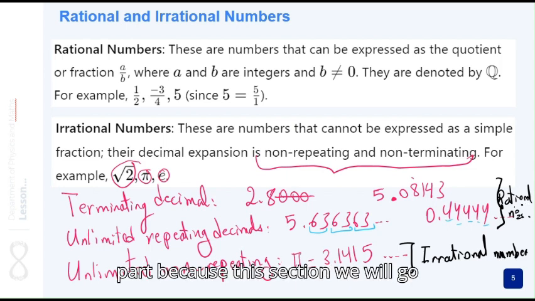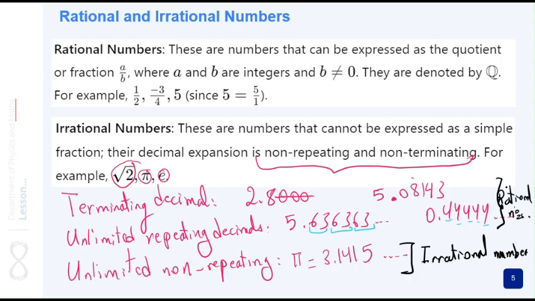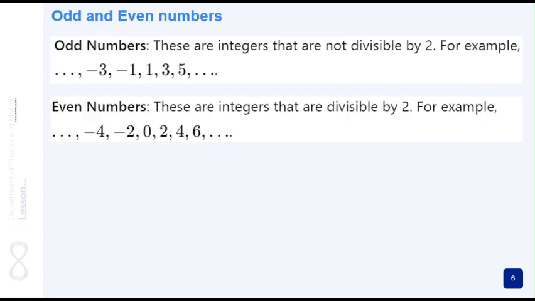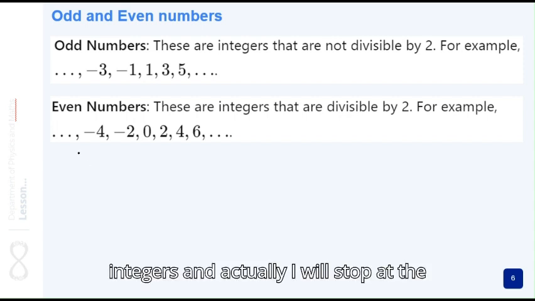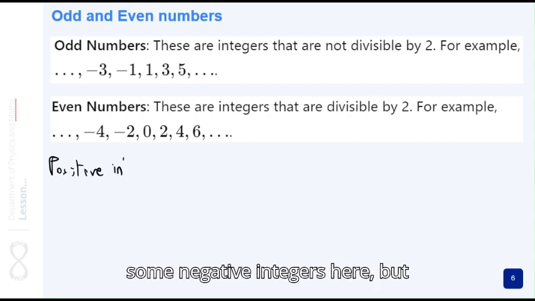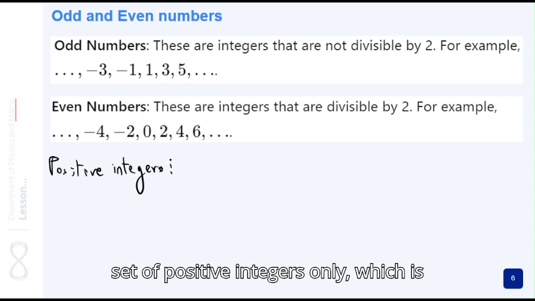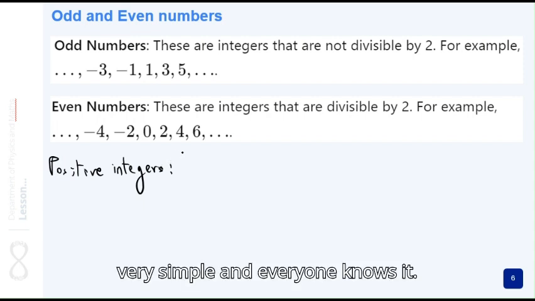I will stop at this part because this section we will go over in detail later on in another unit when we use fractions and we convert decimals to fractions and fractions to decimals. This unit focuses on just giving some definitions. Now, going back to the integers, I will stop at the positive integers only, although I put some negative integers here, but I will limit these two definitions to the set of positive integers only, which is very simple and everyone knows it.